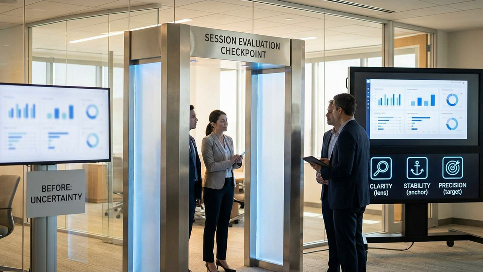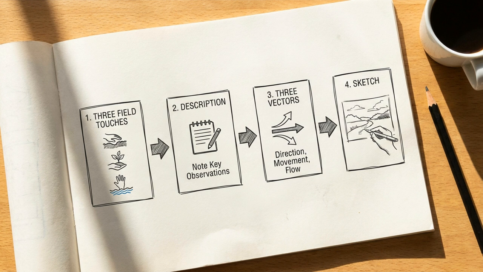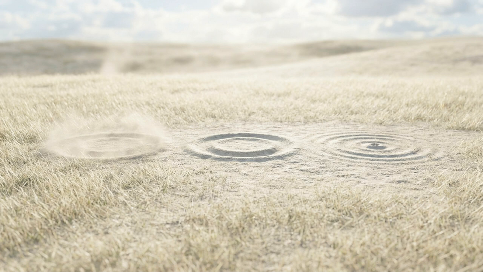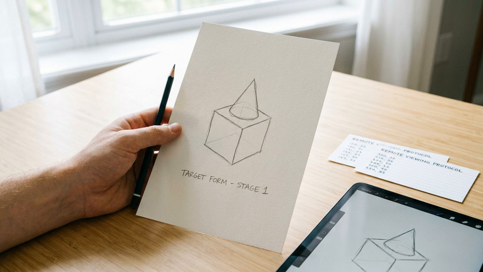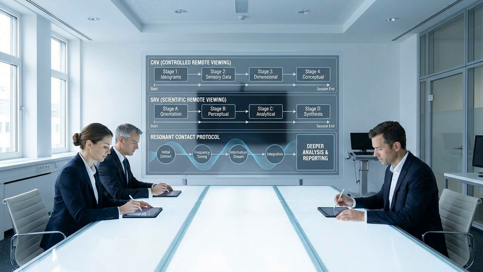The structure of a short session is also very simple. You start with 3 quick touches of the field, just brief contact. Then you write down what you perceive, without interpretation. After that, you create 3 vectors, looking at the target from different perspectives, distances, or directions. And finally, you make a simple sketch. That's it. Fast, clean, repeatable. Long sessions are different. They follow a full protocol, like CRV, SRV, or a resonant contact protocol. They take longer, maybe around an hour, and they're used to test how well everything comes together.